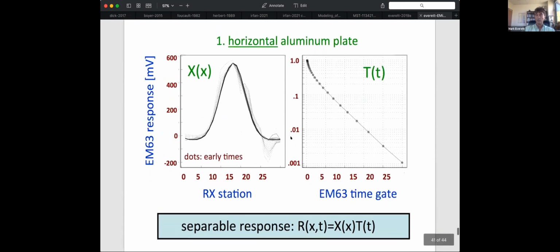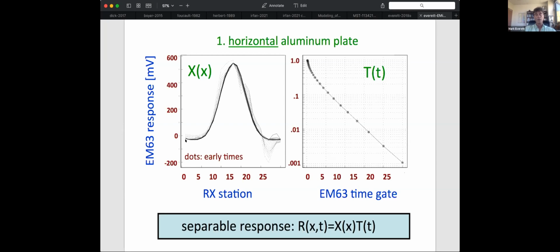So we have a single horizontal plate that's set in the ground. We went over it with the EM63 again. And what we found, amazingly, is that each station obeyed the same time response. As we went across the plate, every single station had the shape of the transient exactly the same. Okay, that's interesting.